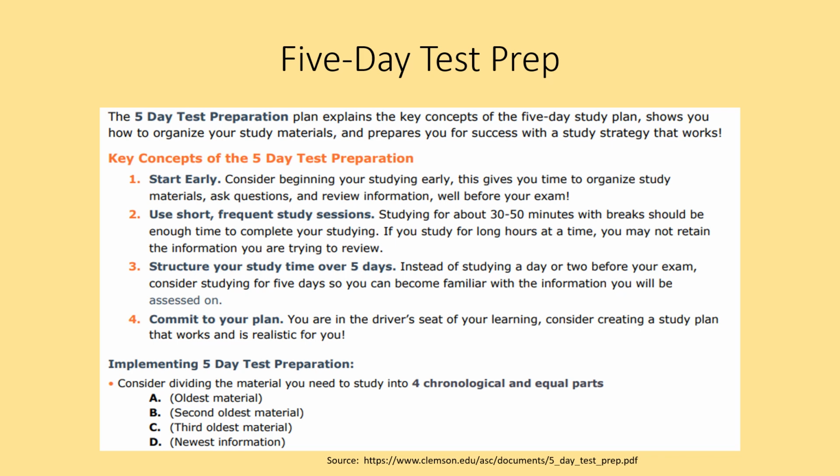So when you start to implement this 5-day test prep, consider dividing the material you need to study into 4 chronological and equal parts. So you want to separate your information from the oldest material to the newest material. And what you want to do is label these A, B, C, D. A would be your oldest material, B would be your second oldest material, C would be the third oldest material, and D would be the newest information. And make sure you break up the amount that you have to study into equal parts.